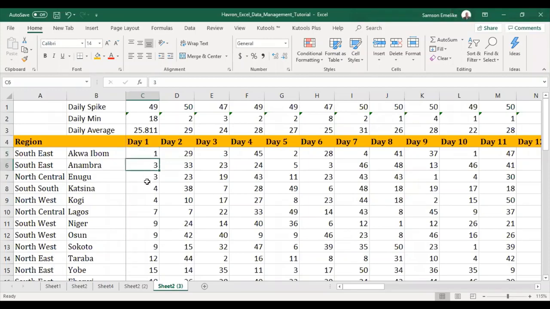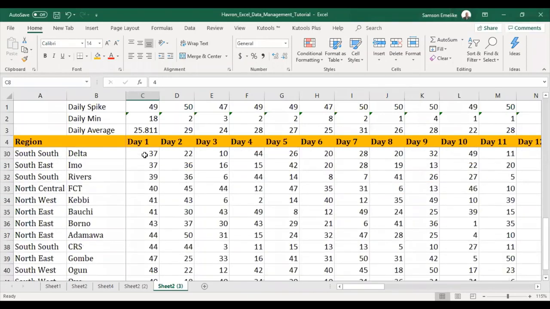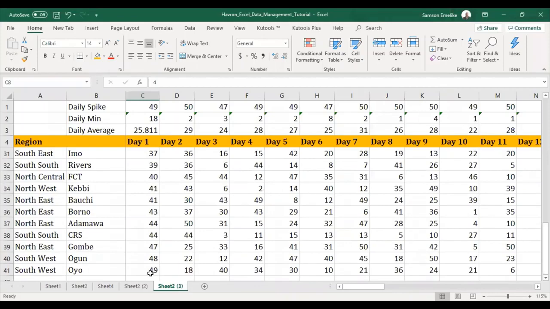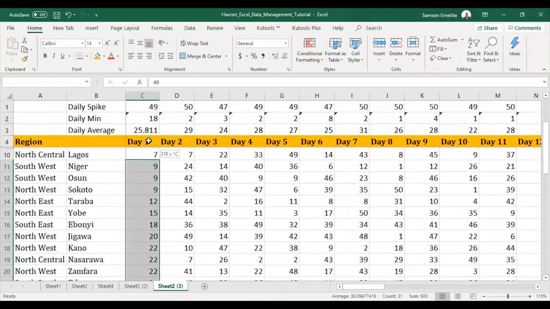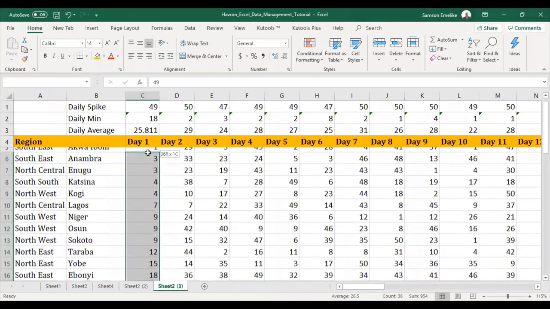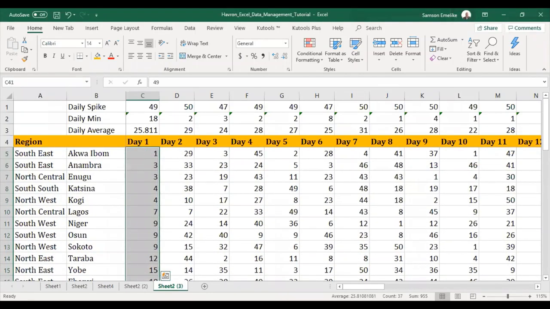Anambra has this, and this, and this. This is the same thing for all the 36 plus 1 states. And then I ask, what is the total for the day? The total here is 955 cases. So in our case, we have recorded 955 cases of this infection.